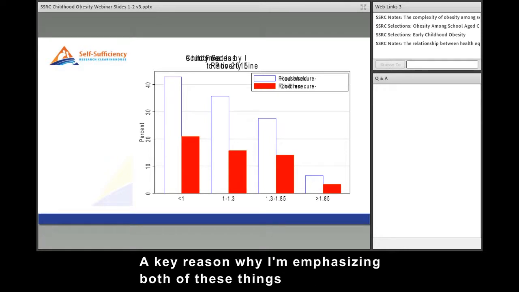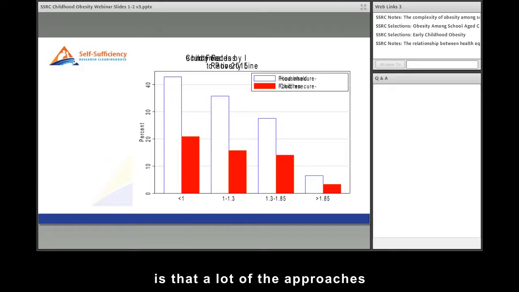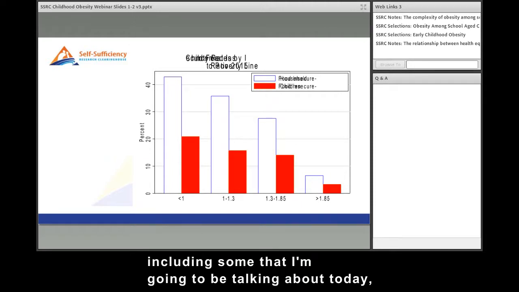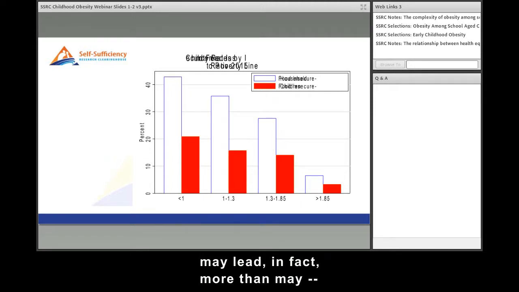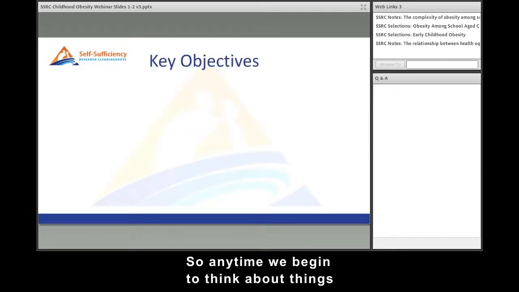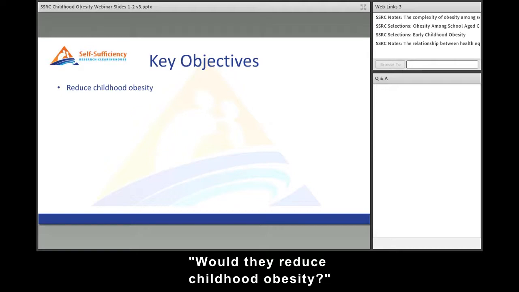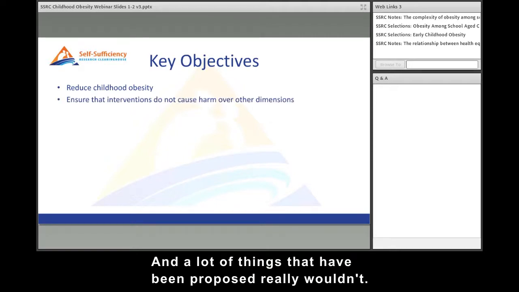A key reason why I'm emphasizing both of these things is that a lot of the approaches that have oftentimes been proposed to reduce obesity, including some that I'm going to be talking about today, may lead, in fact, more than may, will lead to increases in food insecurity. So anytime we begin to think about things that might reduce obesity, we have to, first of all, ask: would they reduce childhood obesity? And a lot of things that have been proposed really wouldn't.